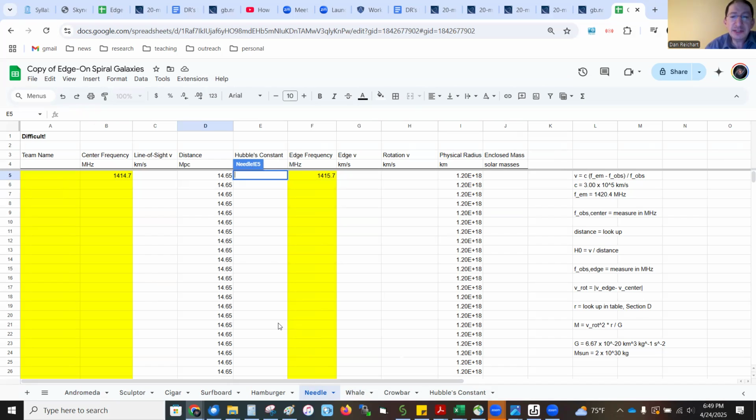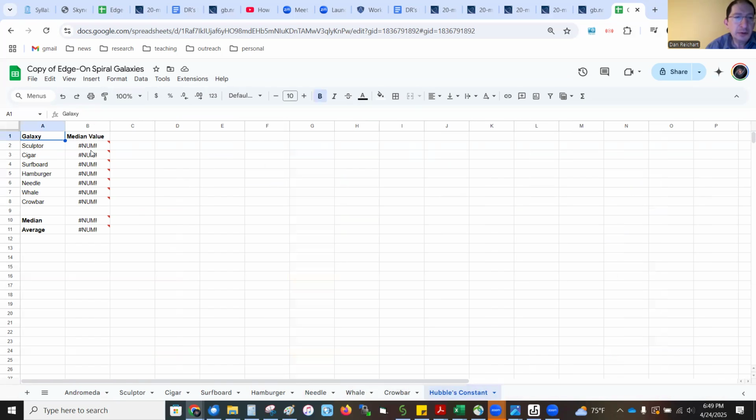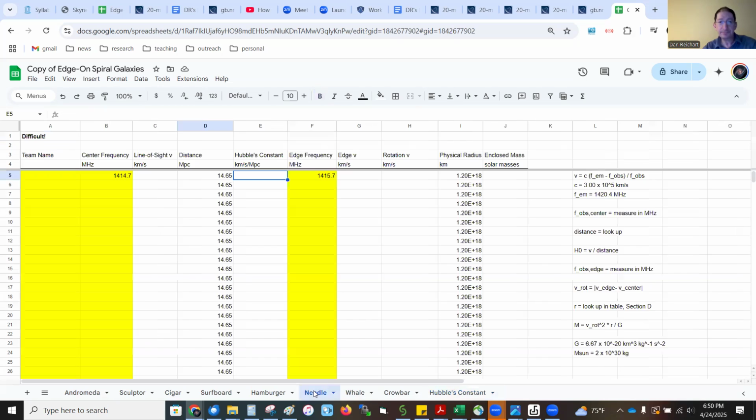And everyone in the class will do it. If you come over to this last tab, Hubble's constant, it will find the median value for everyone in the class for each galaxy, and then it will take the median and the average of all of these. And even with only a handful of galaxies, you should get a number pretty close to 70 kilometers per second per megaparsec. You can measure the expansion rate of the universe, even with this very small sample. So see how close you get. That's the first part of the calculation.